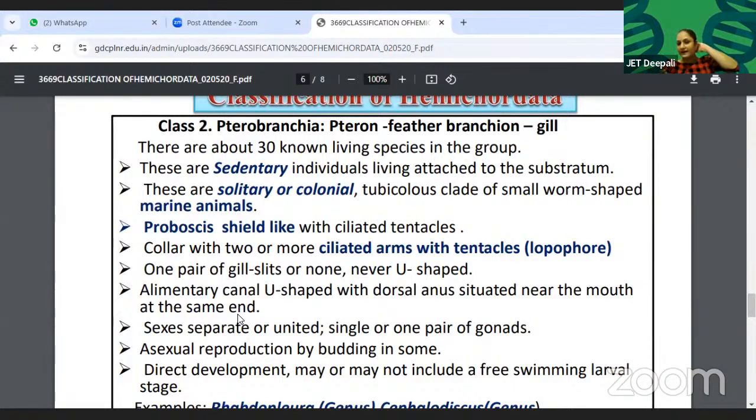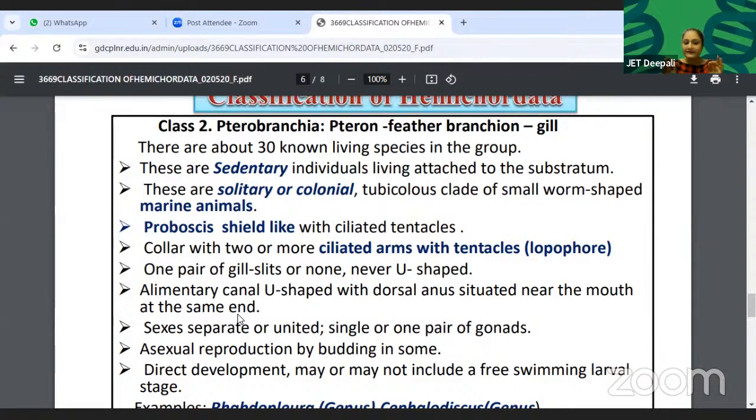Okay, so I have shown you the dorsal view. You can see the anus and mouth. Both are present at the dorsal part. Okay, sex is separate or united, single or one pair of gonads. Either single gonad or only one pair of gonads are there. Asexual reproduction by budding in some.